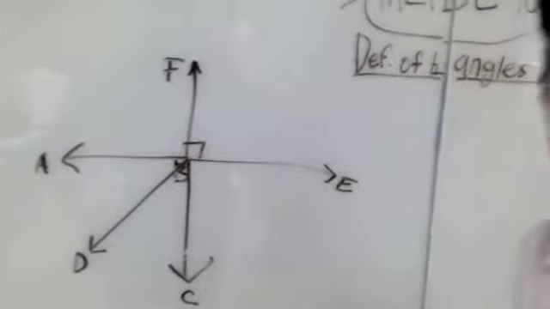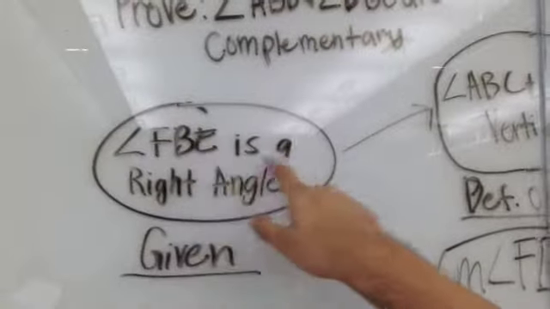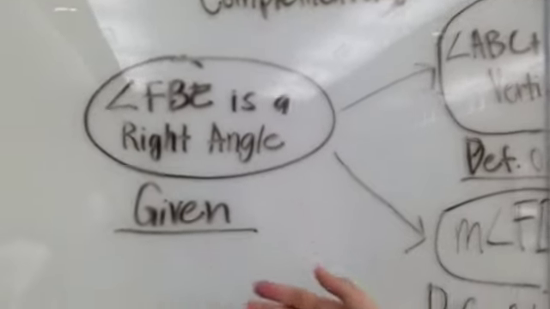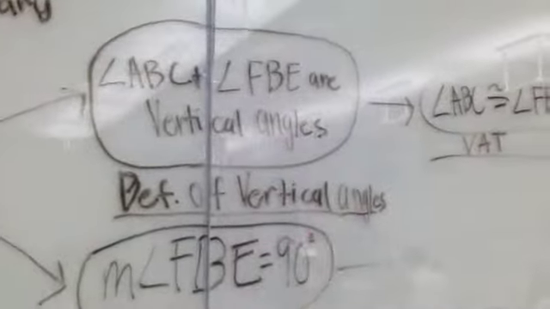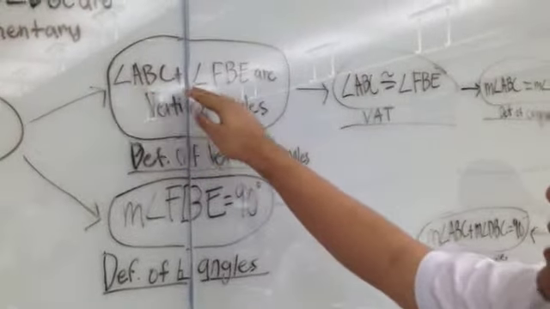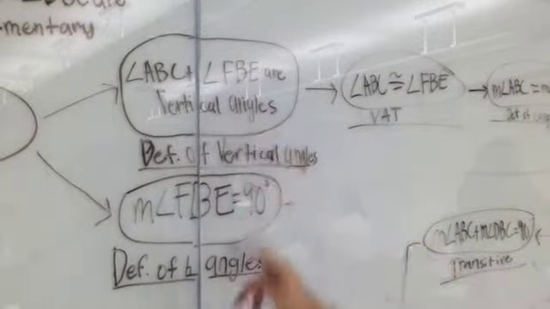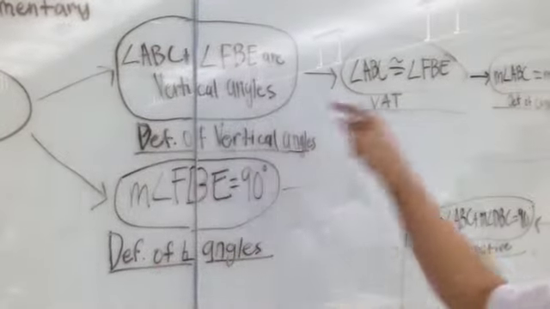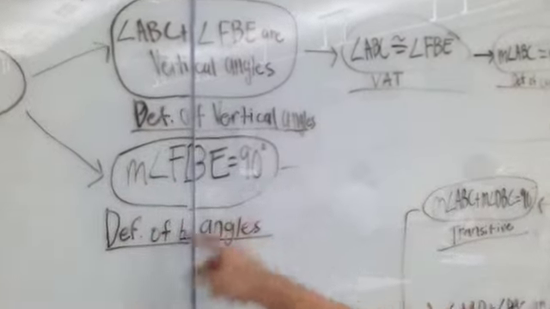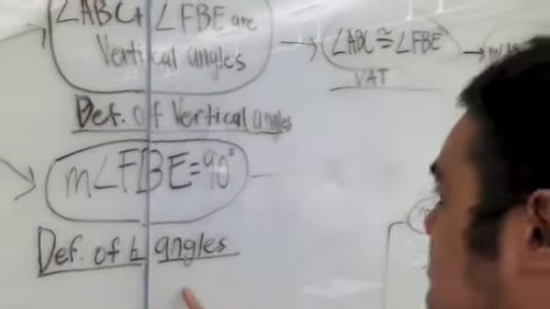So here we go. We put our given here. FBE is a right angle. So we put the reason there: given. And we can derive two statements from that. ABC and FBE are vertical angles because of the definition of vertical angles, and also the measure of FBE equals 90 because of the definition of right angles.